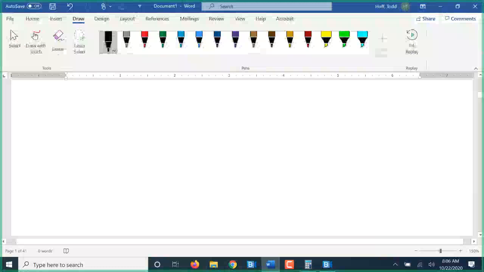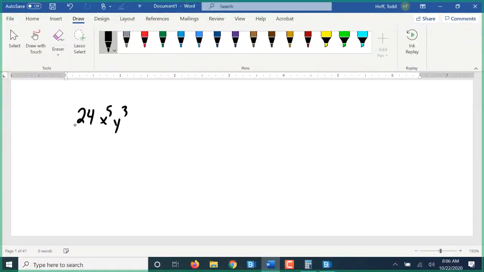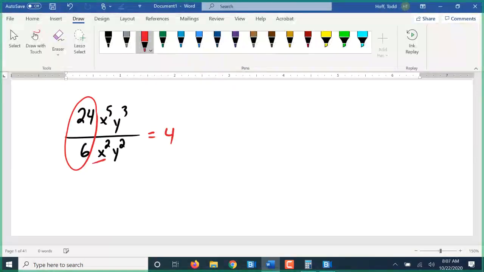But we could have something like 24x to the fifth, y to the third, divided by 6x squared, y squared. We combine the counts. 24 divided by 6 is 4. Then we combine each name. X to the fifth divided by x squared. Remember, we subtract powers. 5 minus 2 is 3, so that's x to the third. And y to the third divided by y squared. 3 minus 2 is 1, so that's y to the 1, or just y.